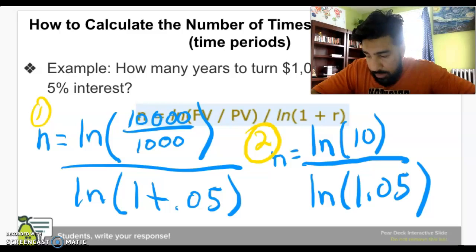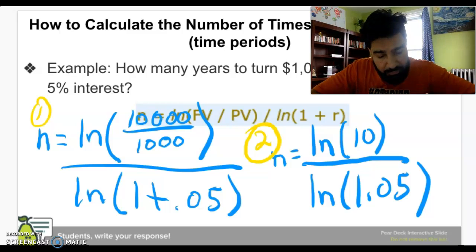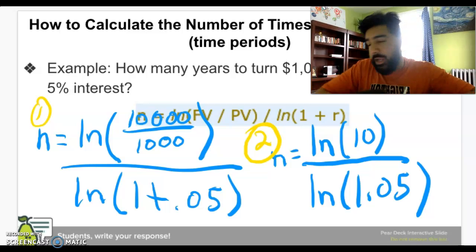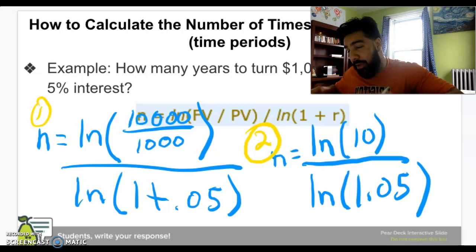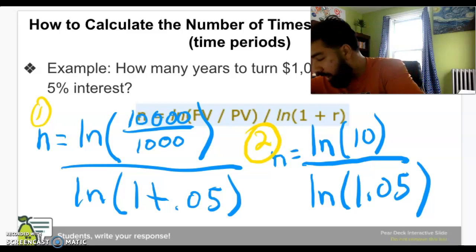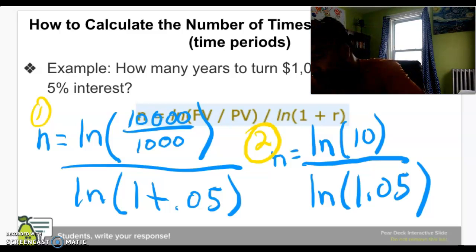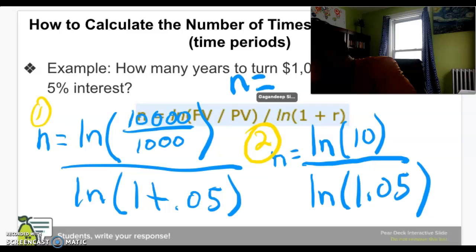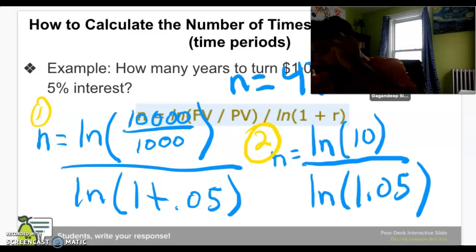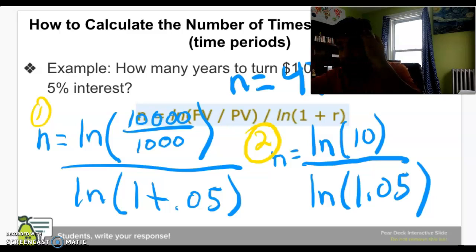So I've got ln of 10 divided by ln of 1.05. Okay, and I get, whoa, that's a long time, man. Holy crap, you're going to be saving this money for a while. So we get an n of roughly 47 years. That's a very, very long time. I got 47.1936... We'll leave it as 47.19, okay?